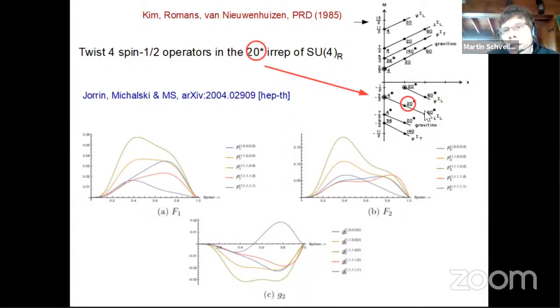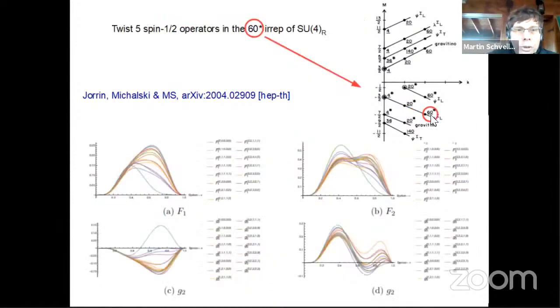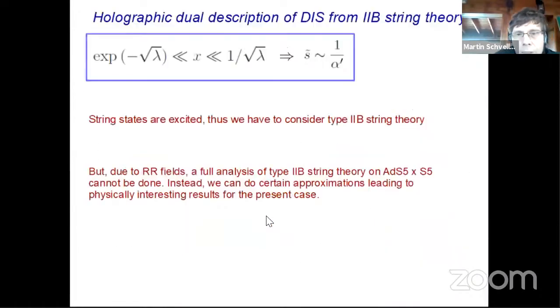So you can go further and go to the 16-star representation of the SU(4), and then what you get is a more complicated structure here. So this is 1/3 of the story.